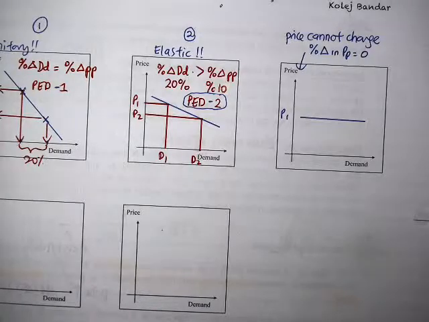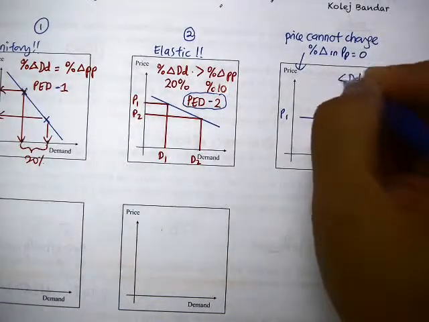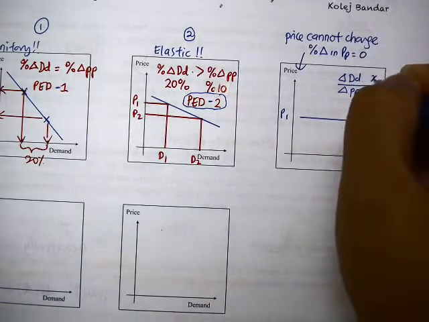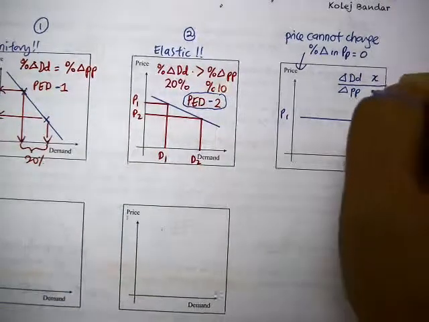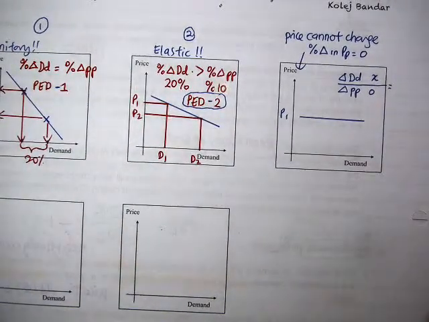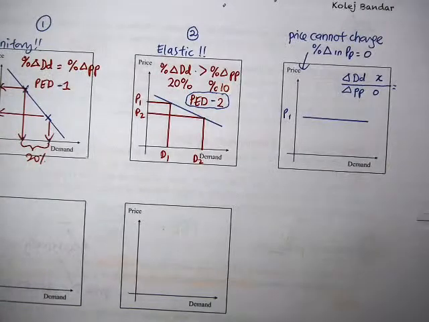So mathematically, change in demand divided by change in price, whatever value you have on top, you divide by 0 at the bottom. What do you get? You cannot get a figure. 0 divided by anything is 0. Anything divided by 0 is not 0. Anything divided by 0 is you cannot divide.